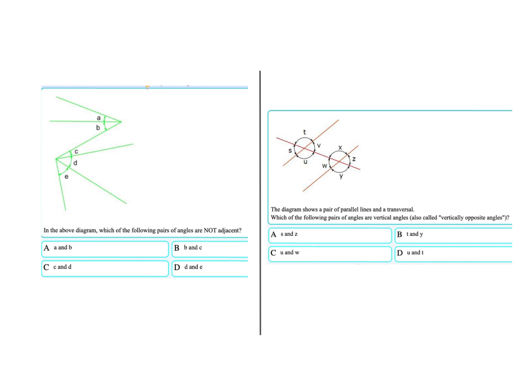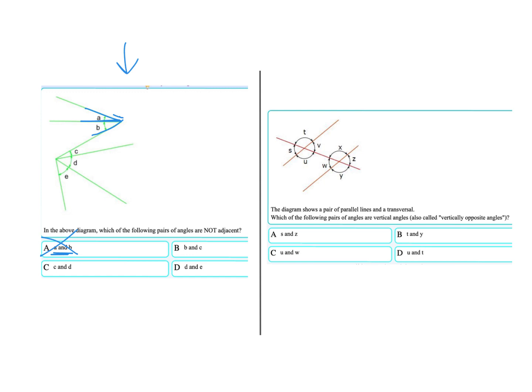In the above diagram, which of the following pairs of angles are not adjacent? So I'm looking at these. I'm just going to go by what my multiple choice answers are and go from there. So angle A and B. So here's angle A and here's angle B. They are adjacent because they're right next to each other. They're sharing a side and a vertex. So that would be taken out because they are adjacent.